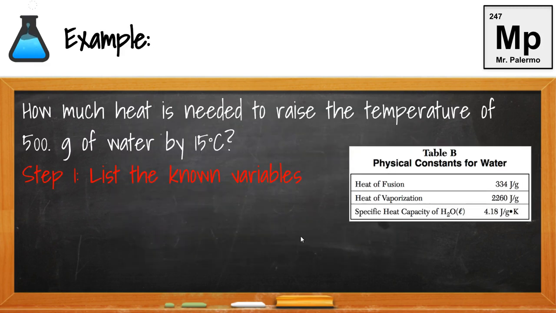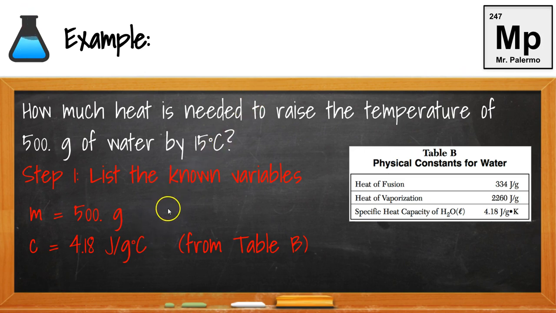So let's see an example of this. How much heat is needed to raise the temperature of 500 grams of water by 15 degrees Celsius? So step 1, I'm going to list all the variables that I have from my Q equals mc delta T. So I see I have 500 grams, so that's my mass. The specific heat of water, because it says water, we know is 4.18 joules per gram degrees Celsius. I'm going to use Celsius because that's what's in the question here. And then we have a change in temperature. We're changing the temperature by 15 degrees Celsius, so our delta T overall is 15 degrees Celsius.